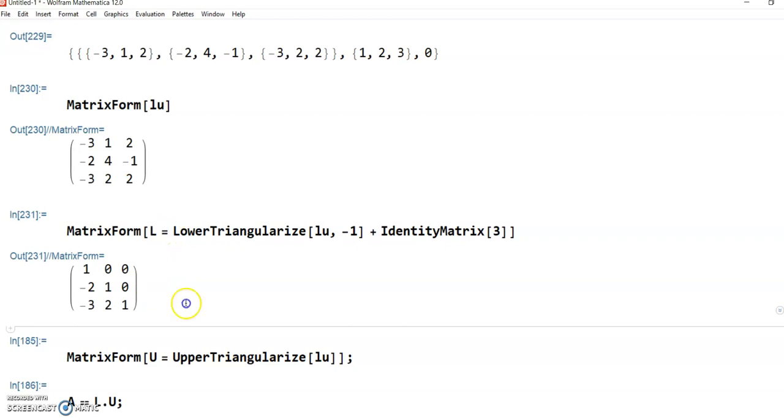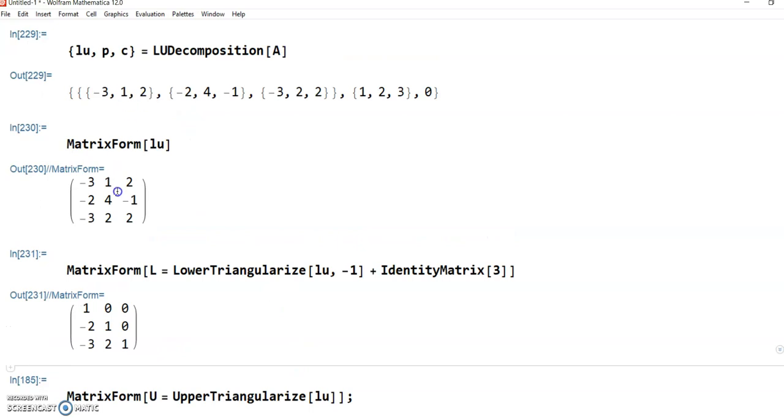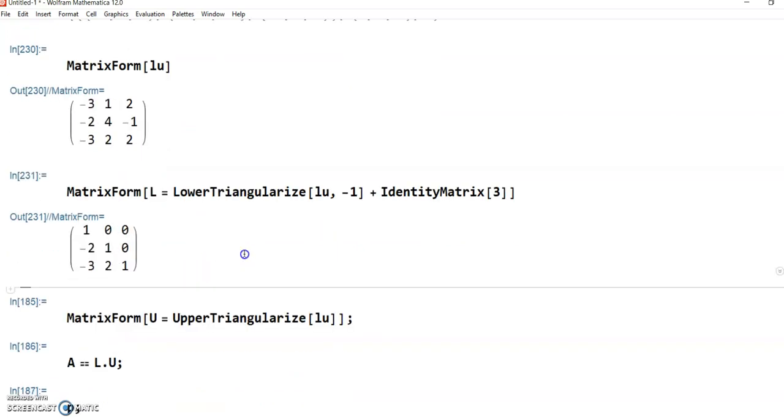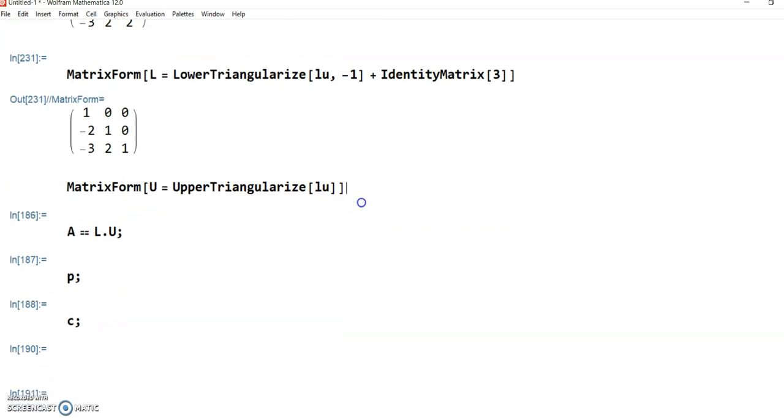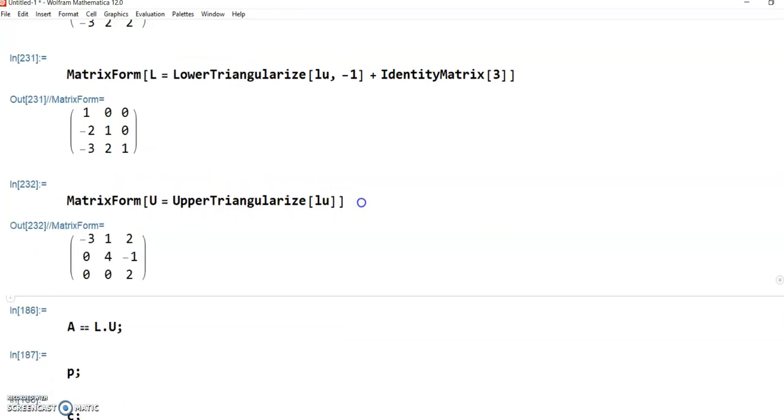The upper triangular matrix will be simply the upper triangularize command applied to this LU matrix, and then we can now execute it. So this will be the upper triangular matrix. So in this way we have factorized the matrix A into the lower triangular matrix and the upper triangular matrix, represented respectively by L and U.